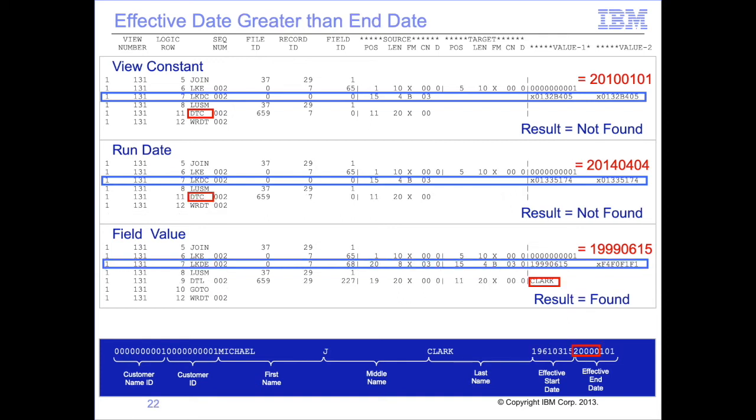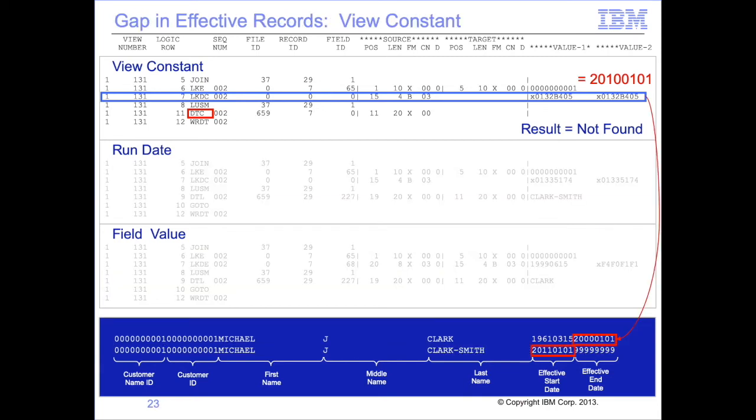In this example, we've changed the reference file effective end date, not the start date, from a very long time in the future, all nines, to a while ago in the past, 2001. The view constant compares the LKDC 2010, which is greater than the end date of 2000, resulting in a not found condition. The run date compares the LKDC 2014 to an end date of 2000 and finds the reference file record is no longer effective, and so results in a not found condition. The LKDE field value contains 1999, which is less than the end date of 2000. The reference file record is still effective, and thus results in a found condition. Thus views 1 and 2 use DTC functions to move a date constant of spaces to the extract file.